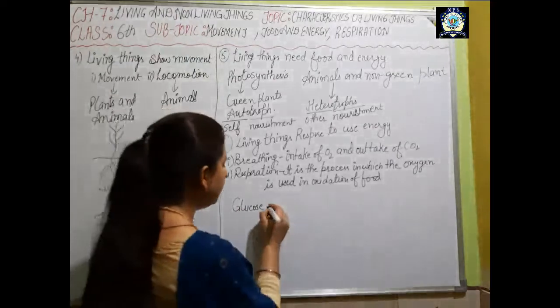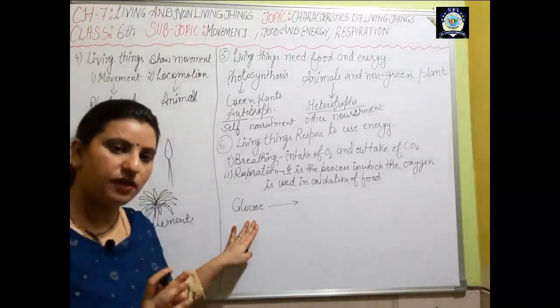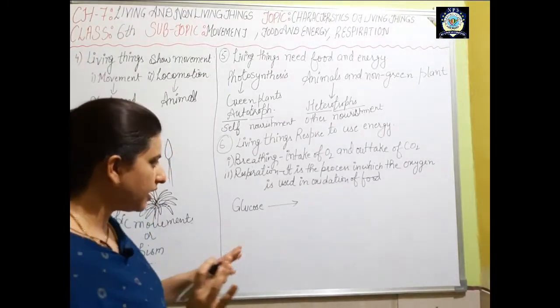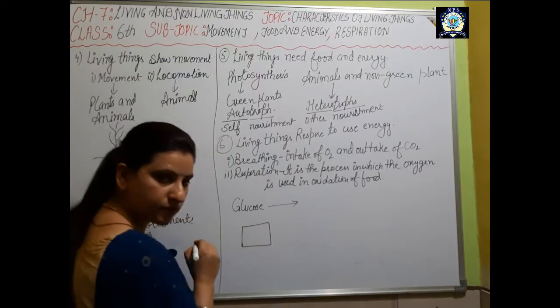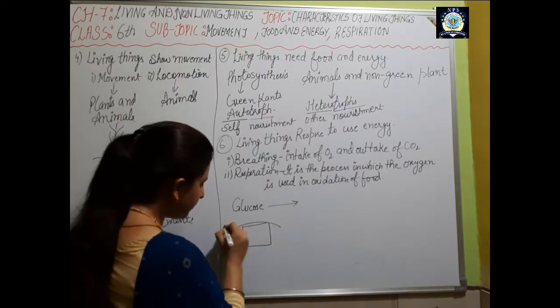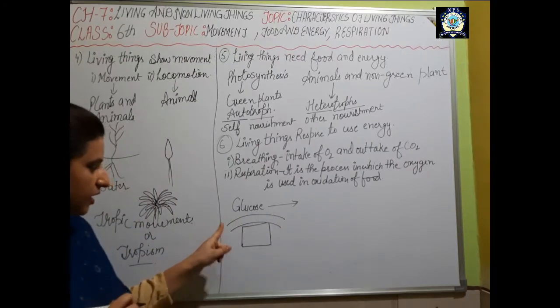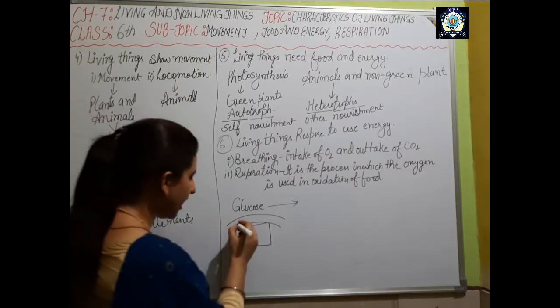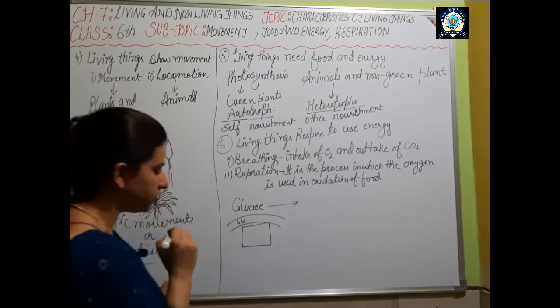Now what will happen? Each cell has glucose. If I give you an example, for example, this is a cell of the body, and this is a blood vessel going on. This is the blood vessel, it is carrying the blood. Now what will happen? This blood carries glucose in it.